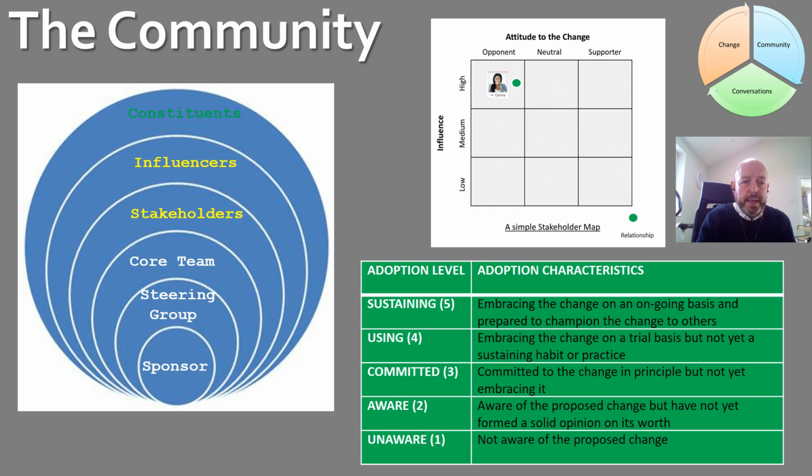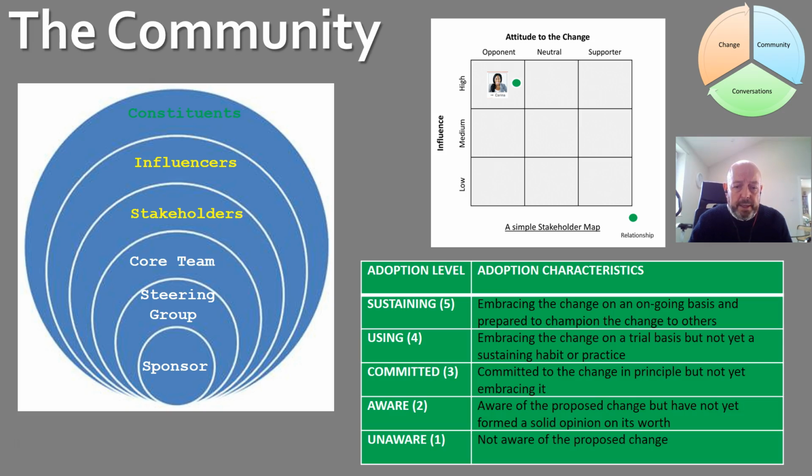Then with the community, the constituents, these are the large group of people on the front line who this change has to be embedded in if it's going to bring any value to the organization or the business. And one way to think about constituents is there's usually too many of them to use the stakeholder map technique, unless you're fortunate to have a very good, very small community. So this adoption model can be very useful.